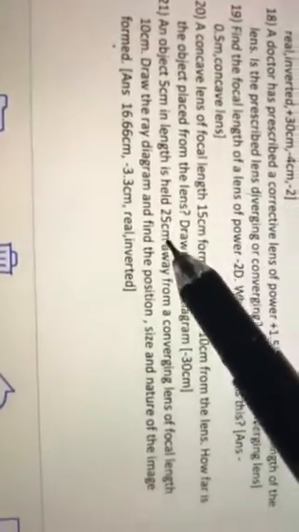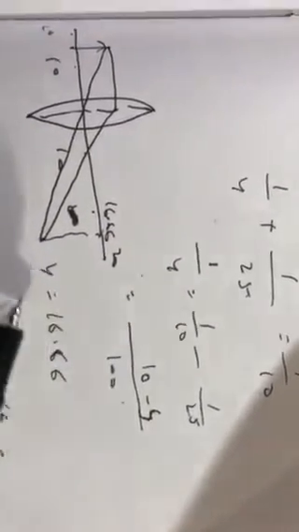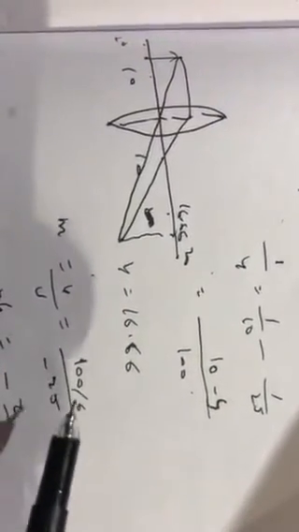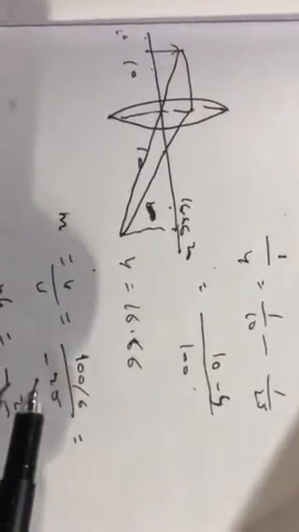Let's have a look at another sum. Let's see number 21. An object 5 cm in length is held 25 cm away from a converging lens of focal length 10. Draw the ray diagram and find the position, size and nature of the image formed. Okay, so how to do this particular question? First of all, 1 by V minus 1 by U is 1 by F. This time it's converging. U will always be taken as negative, so it becomes 1 by V plus 1 by 25. F is 10, it's positive, so 1 by V is coming 6 by 100, so V is 16.66, right? Magnification is V by U, that is 100 by 6 divided by minus 25.